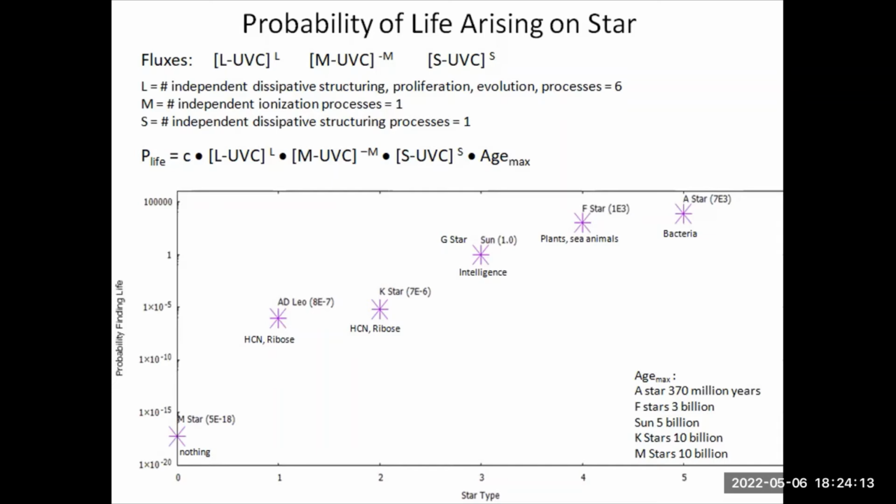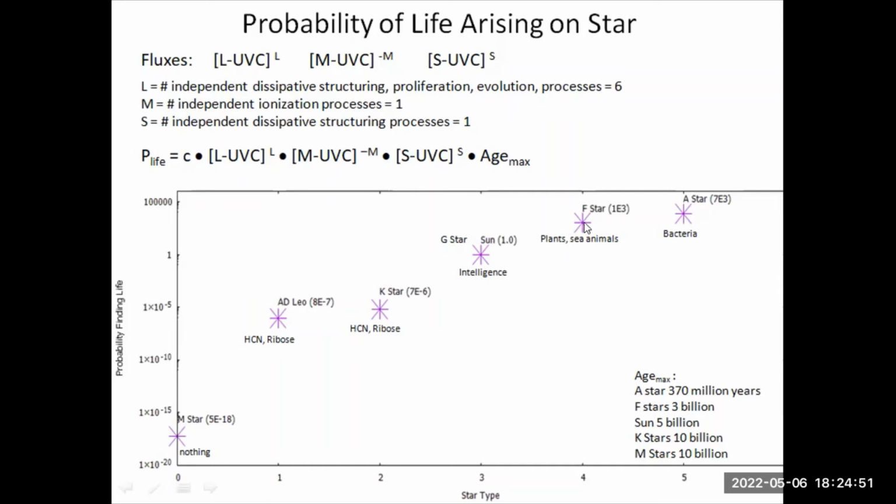So we can form a probability and see it as some kind of a proportionality constant. And then we plot these on a graph of star type. So this is the temperature, if you like, of the surface of the star, and this is the probability of finding life as given by this equation. So we put the probability for finding life on G-type stars equal to 1, and then look at what this probability gives for other star types.